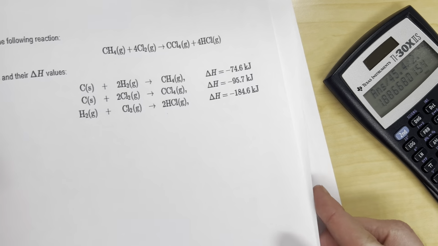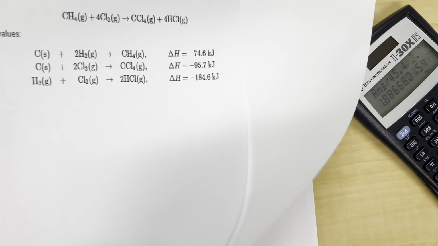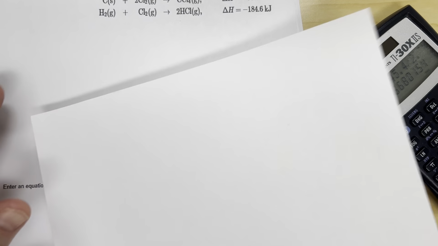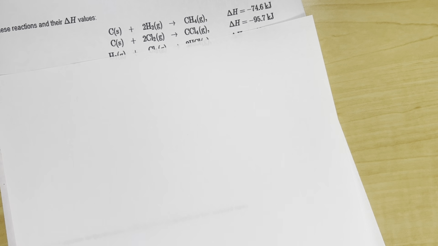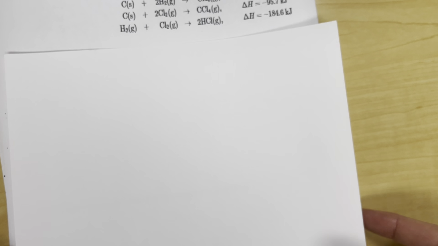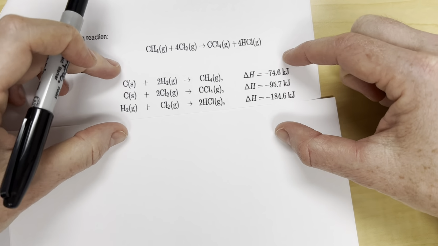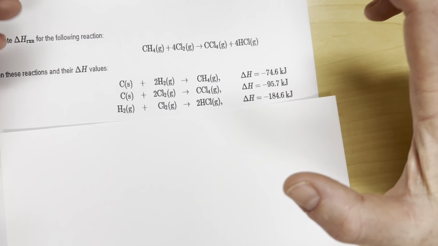Okay, so it says calculate this following thing. So, you know what I'm going to do is use a whole fresh sheet of paper for this one. Okay. So, we're going to use that idea that we can flip things, multiply things, etc., and solve for this. So in this situation, we want all of these to add up to equal this thing right here, but we have to manipulate them using Hess's law.